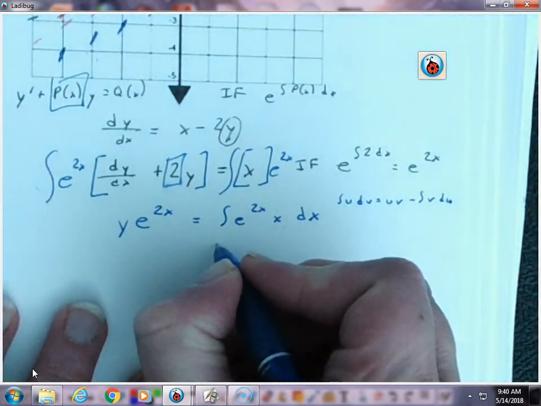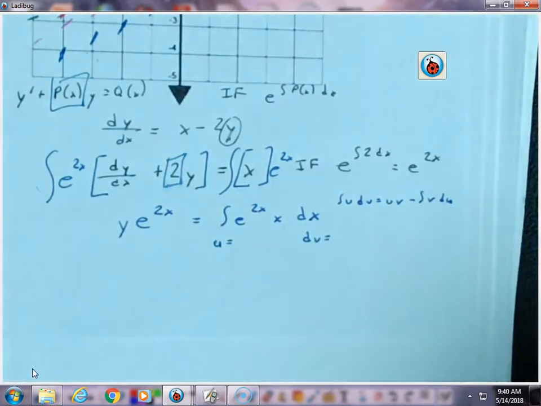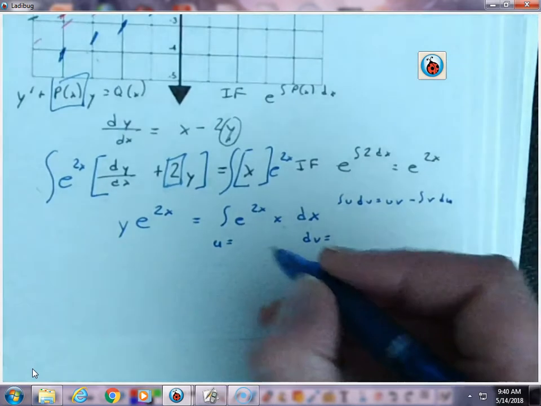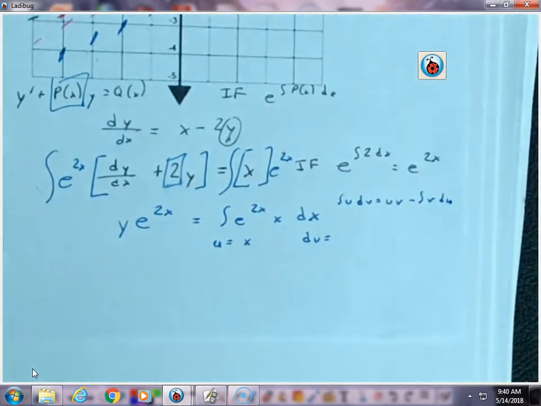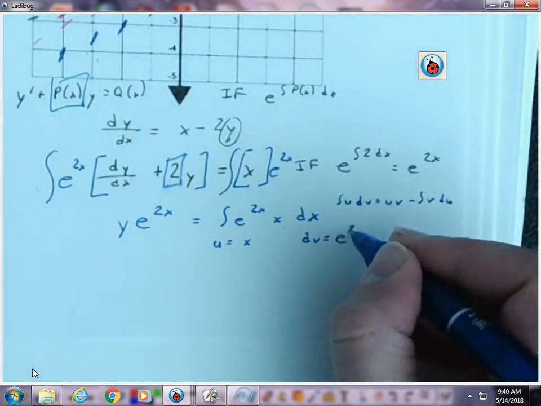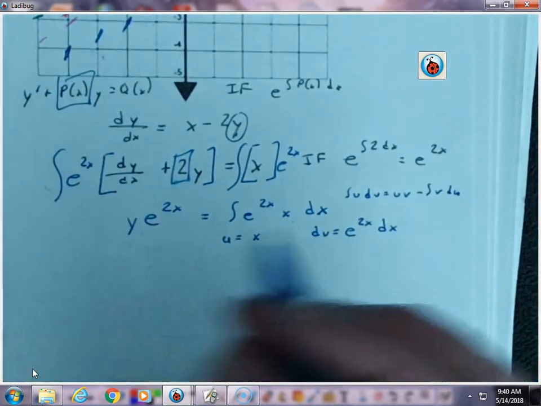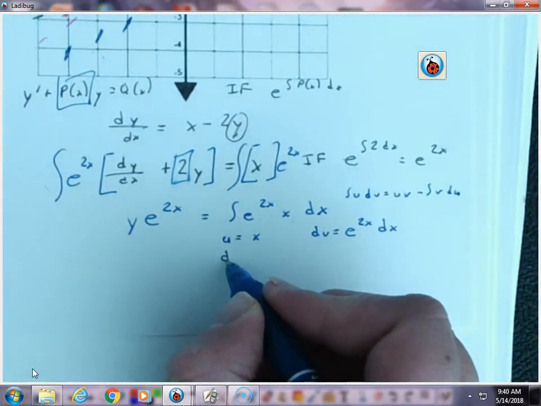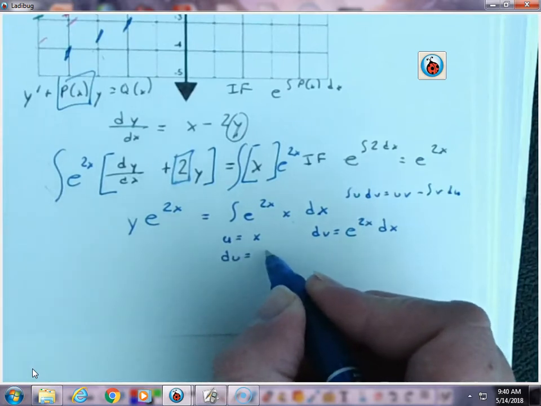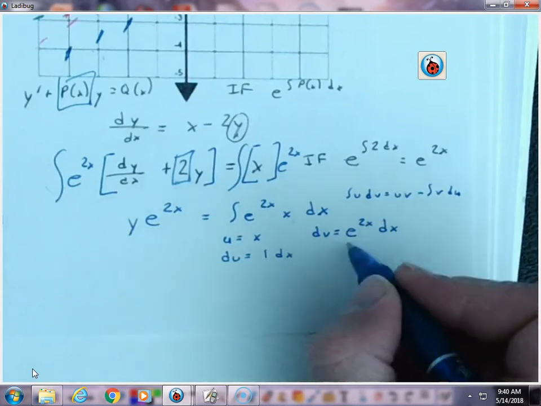Okay, so I need to figure out my u, and I need to figure out my dv. Thoughts? Your u is x because why? Yeah, it'll go down when you take the derivative, and then your dv is going to have to be e to the 2x dx. So the u is what you take the derivative of, so what do you get? Okay, and this guy you've got to integrate.